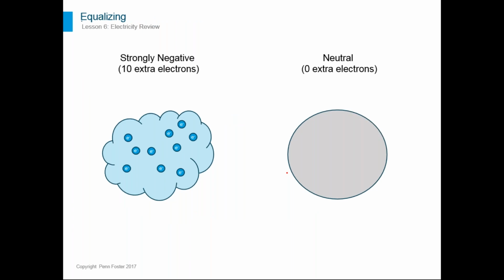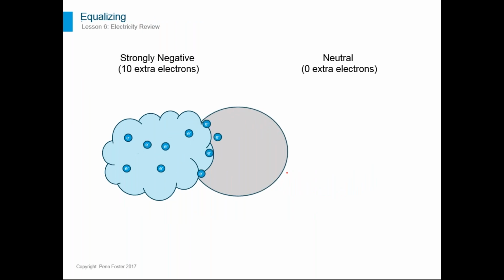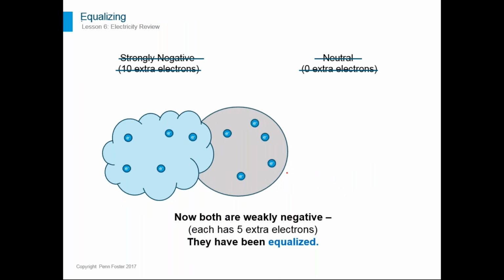So what do we mean when we say a charge is equalized? The negative charges flow until there is an equal amount of negative charges on both objects. Both will end up negatively charged, but with less charge than the original negatively charged object had.